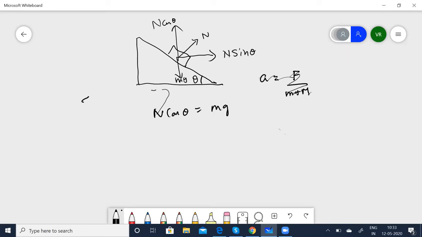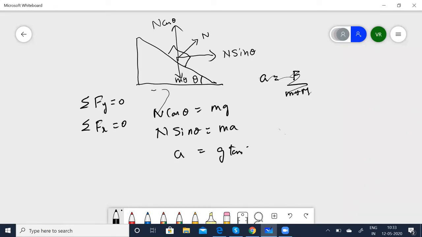That is sigma Fy, the net force acting along the y direction, which is 0. Then sigma Fx gives N sin theta equal to ma. Divide both, and you get A equal to g tan theta, right? I'm dividing this and this.